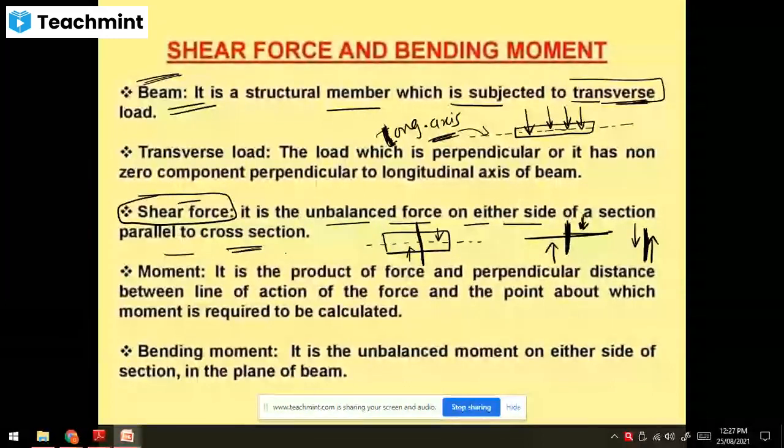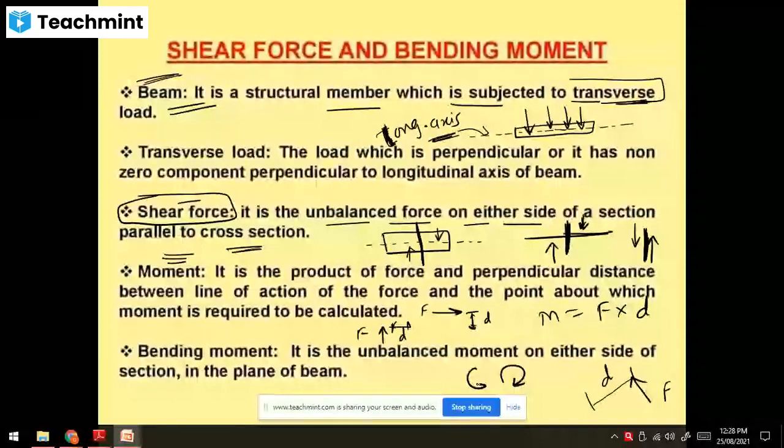Then what is moment? Moment is nothing but a force. It is the product of force into perpendicular distance. So if the force is horizontal, the distance will be vertical. If the force is vertical, the distance must be horizontal. If the force is inclined, then for this inclined force, the distance must be perpendicular. So, force into perpendicular distance.